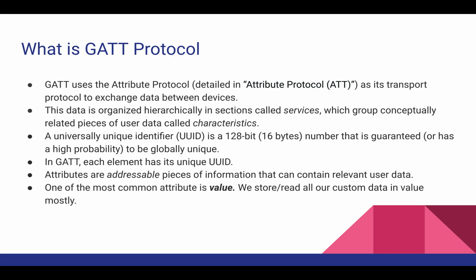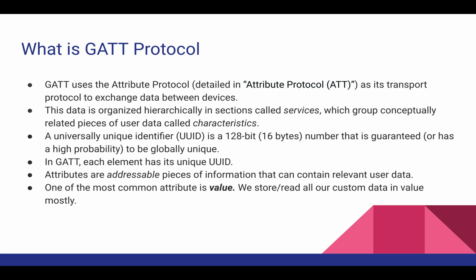Attributes are the addressable pieces of information that can contain relevant user data, and one of the most common attributes is value. We store or read all our custom data mostly in the form of value. As you know, in the HTTP protocol, there is a TCP/IP protocol which works in the transport layer, right? In the same way, in BLE, GATT is working as a transport layer. GATT protocol is working as a transport layer protocol.